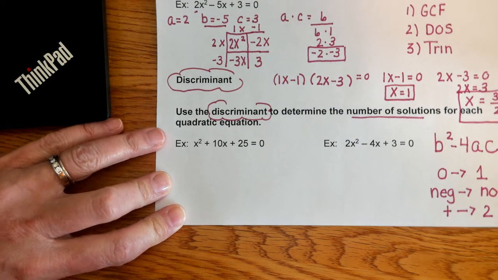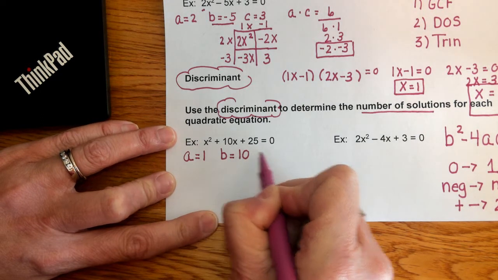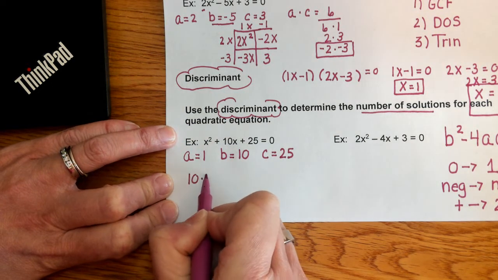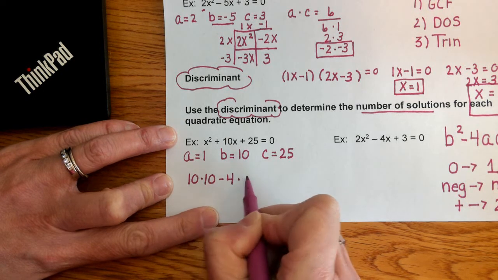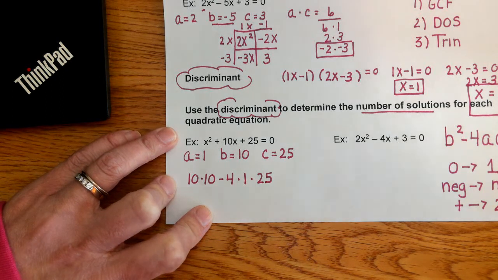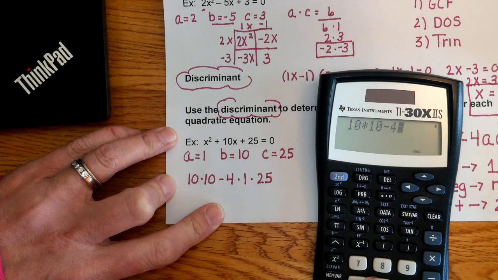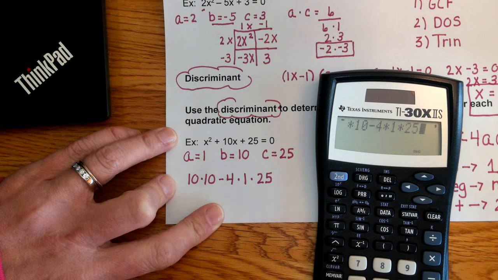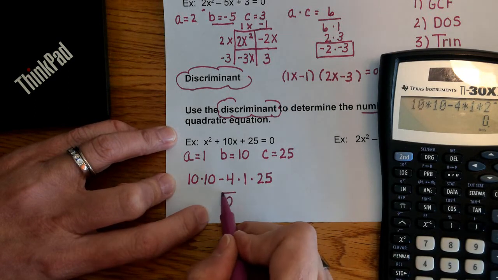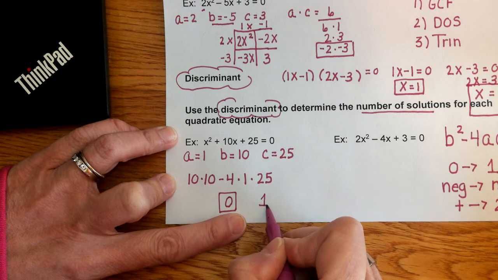So, here we go. A is 1, B is 10, and C is 25. So we are going to go 10 times 10 minus 4 times 1 times 25. And let's see what we get. I got 0. When I get 0, that means there is one solution.